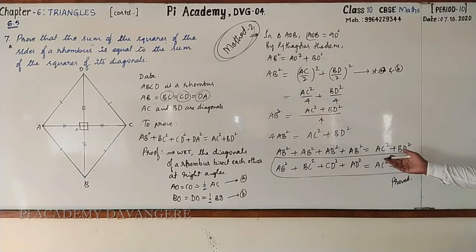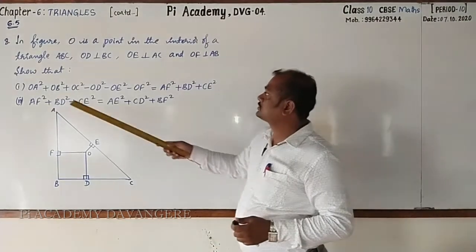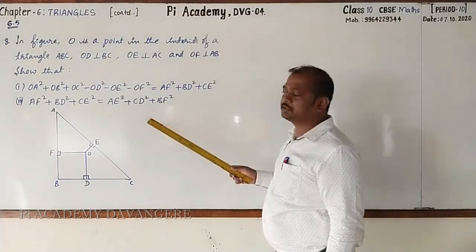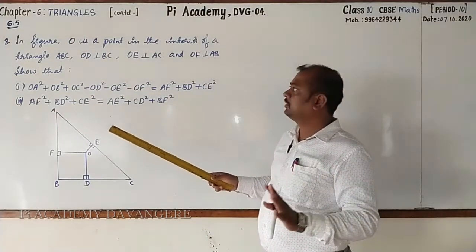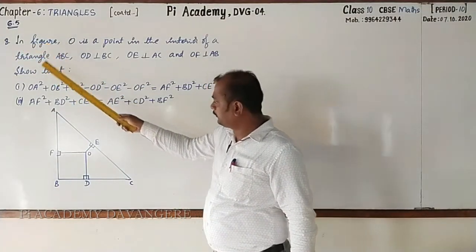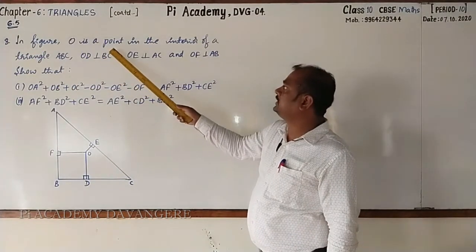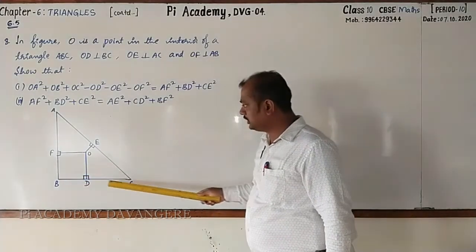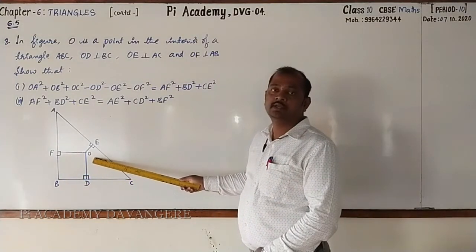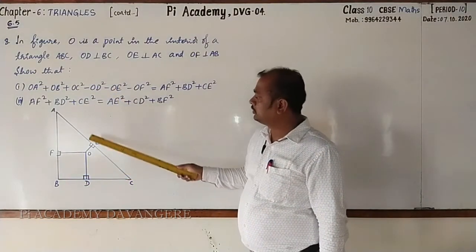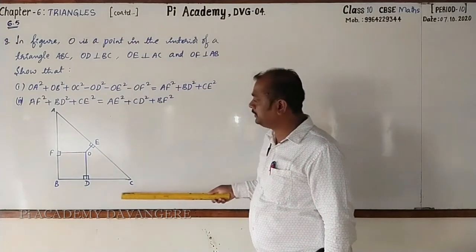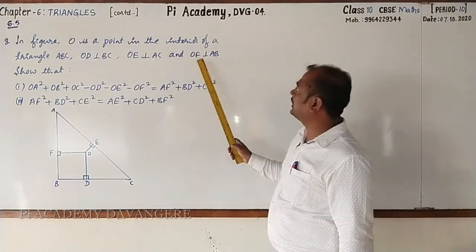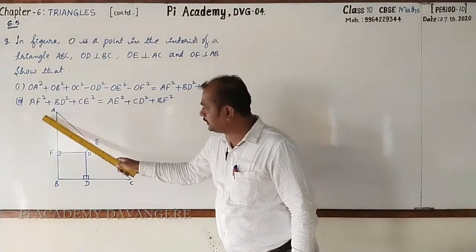Please go for copying this. Dear students, go through this 8th one. So, it may be lengthy statement but simple one. Observe this. In this figure, O is a point in the interior of a triangle ABC. So, ABC is a triangle, O is inside it. Then, OD perpendicular to BC. OE perpendicular to AC and OF perpendicular to AB.